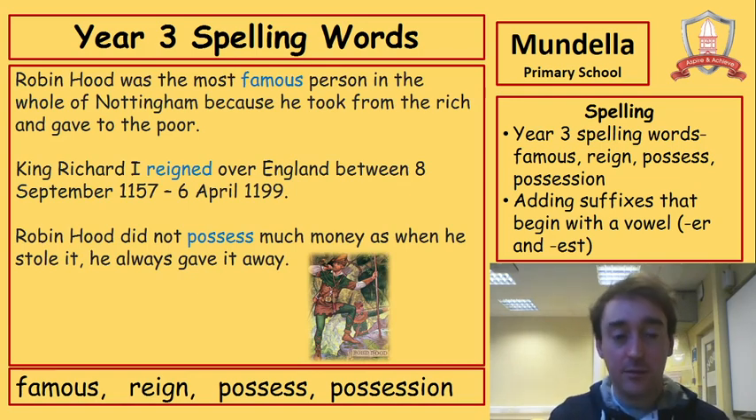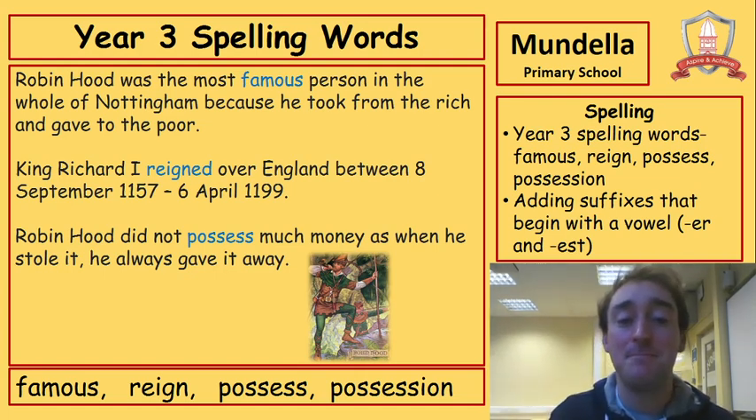Right, look, here are some sentences that I've got, and they involve Robin Hood. We've got famous, reign and possess. I hope that you got yours right. They're not going to be the same as yours, obviously, because that would be weird if you knew what I was going to write. But well done. Okay, let's move on.